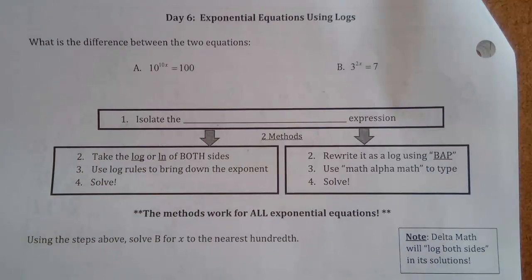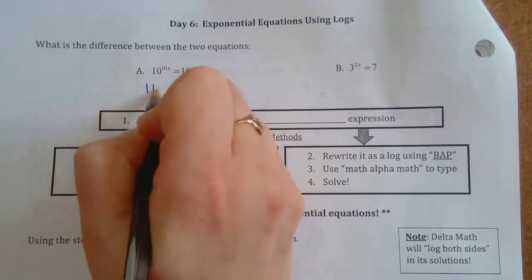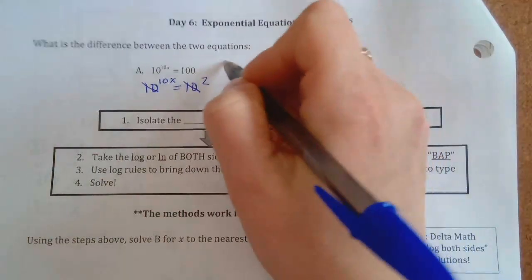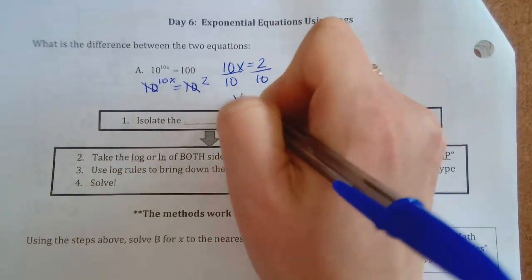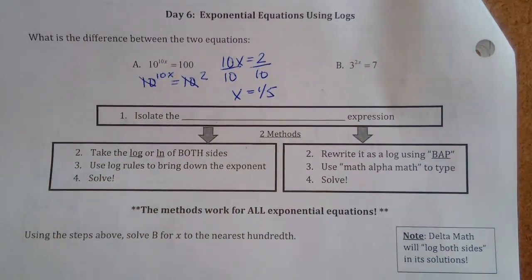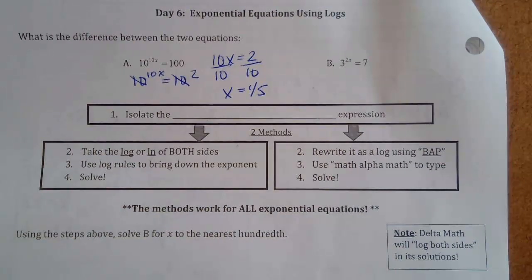So for example A, we are able to rewrite 100 as 10 squared. And so if I drop those common bases, I can easily solve for x. But in letter B, I can't really rewrite 7 as a base 3. And there is a secondary option.